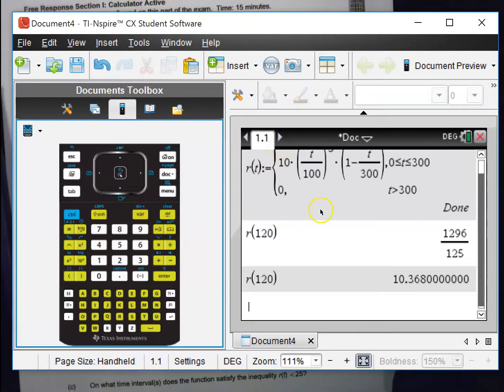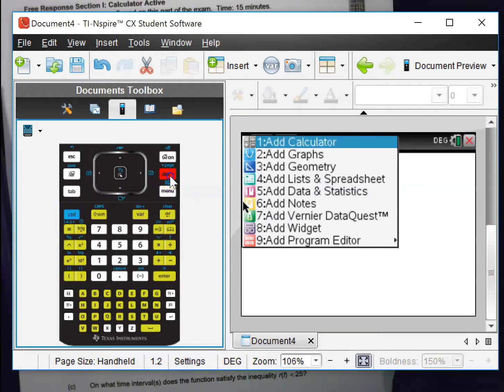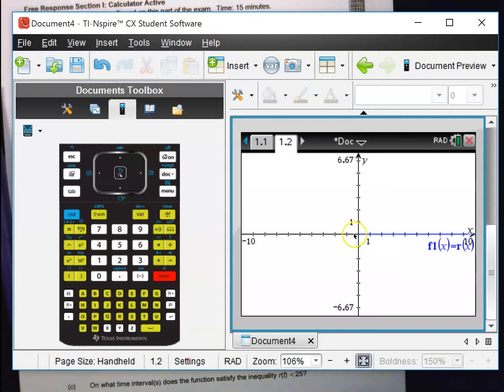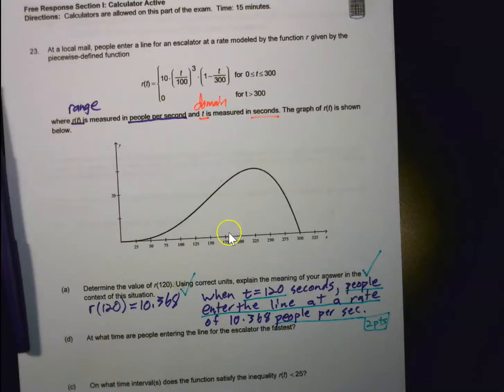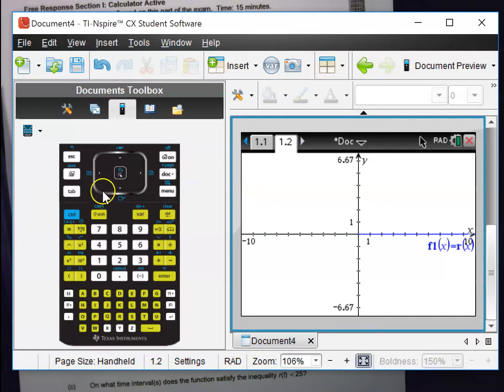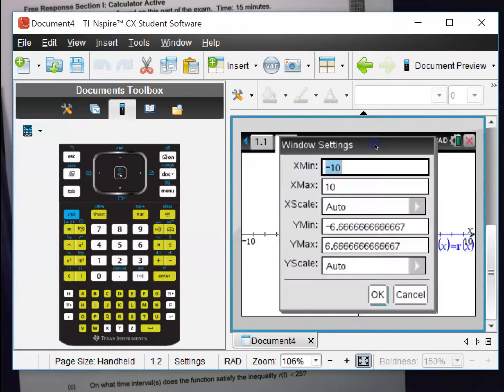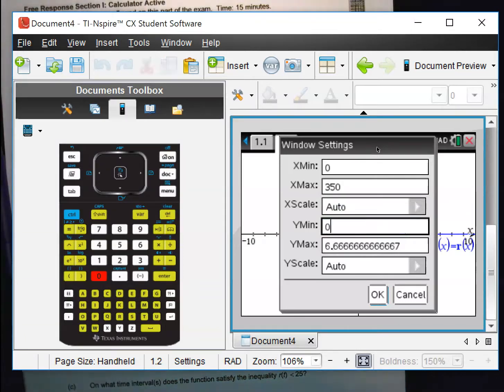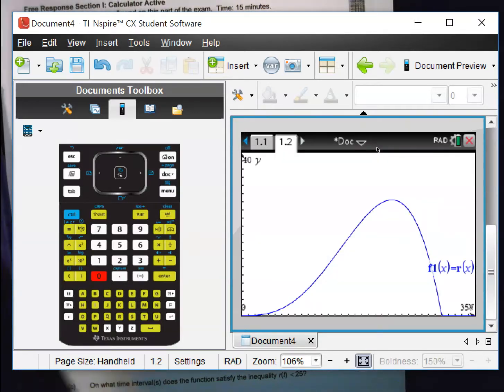So I add a new page, a graph, and define f1 of x to be R of x. And I don't see anything right here. That's because I'm only going from 0 to 10, and if we remember the picture they gave us, we go from 0 to about 300, and from 0 up to about 30 or so. So let's get our window looking good. Menu, window settings. We want to go from 0 a little past 300, maybe 350, and then a y minimum of 0 up to a max of maybe about 40. Yeah, that looks really good.